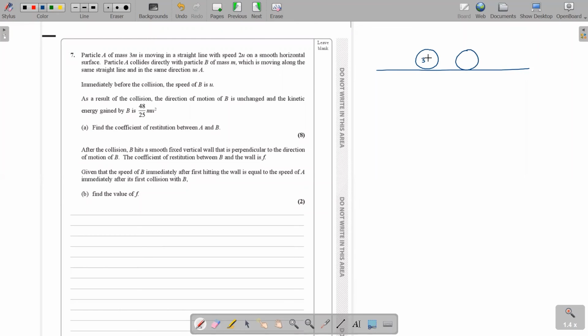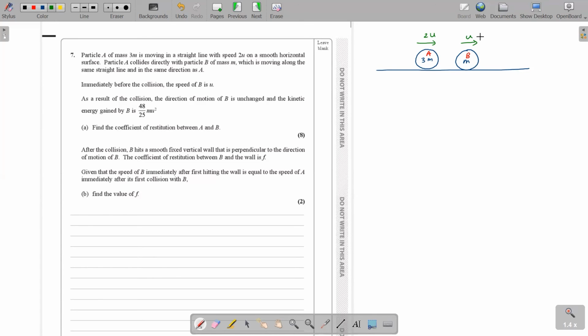Particle A of mass 3m is moving in a straight line with speed 2u. Particle A collides directly with particle B of mass m, which is moving along the same straight line and in the same direction. So particle B's direction is also the same. Immediately before the collision, the speed of B is u. Okay, so the speed is u.